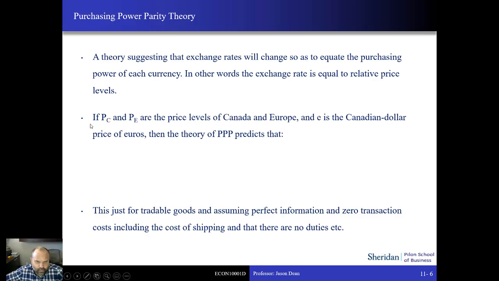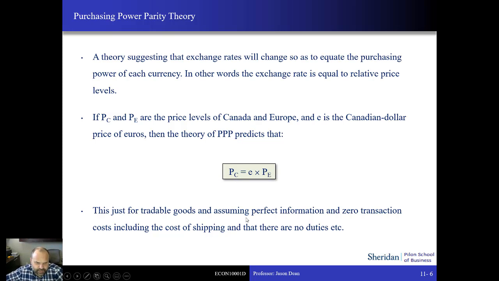So we could also think of this in terms of the overall price level, not just a particular good. Here we're going to define the price level in Canada as PC and in Europe as PE. And E is going to be the Canadian dollar price of euros. Again, it's how many Canadian dollars we would have to give up to get a euro. The theory of purchasing power parity would predict that the price level in Canada would equal the exchange rate times the price level in Europe.